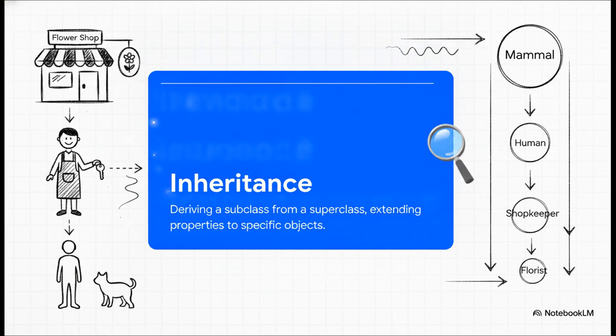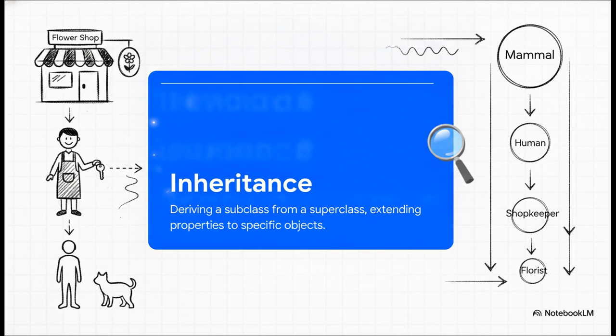This chart works seamlessly because of a concept called inheritance. Flora doesn't just have the attributes of a florist. She automatically inherits traits from being a shopkeeper, from being human, and from being a mammal. By deriving a subclass from a superclass, objects inherit traits from their parent categories. This makes complex code incredibly structured and highly reusable. You write the human traits exactly once, and every human subclass gets them automatically.